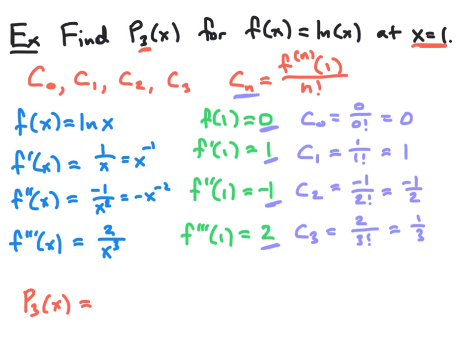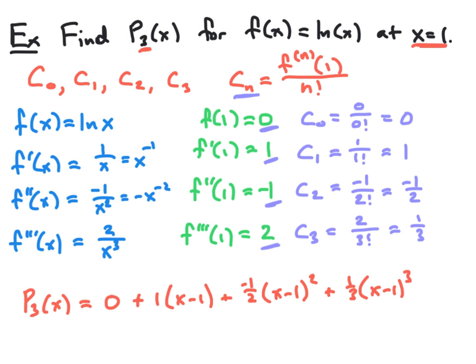We start with our C sub 0 term, which is just 0. And of course, since we're just adding 0 here, we could simply omit that, but we're going to include it here just for completeness and to make clear where we're using all of our quantities. The next term in our Taylor polynomial will be C1, which is 1, times x minus 1. We then add C2, which is negative 1/2, times x minus 1 quantity squared. And our last term will be plus C3, which is 1/3, times x minus 1 cubed.